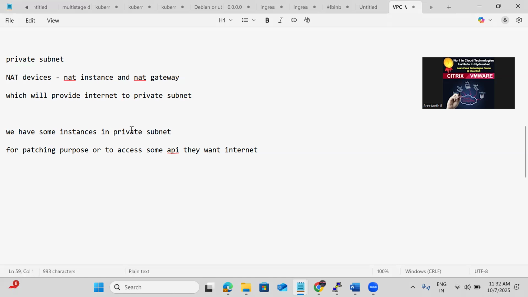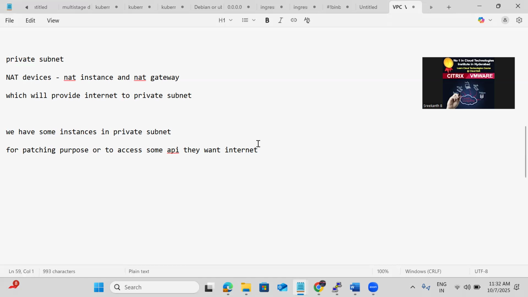But what is the problem if I attach an internet gateway? It will be risky, because internet and public access both come in. That is the purpose we use a NAT gateway or NAT instance. The NAT gateway is a managed service, which means AWS itself is responsible for it, but for a NAT instance we need to create our own instance.